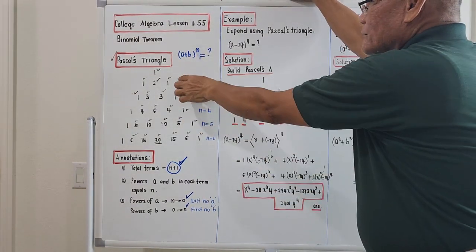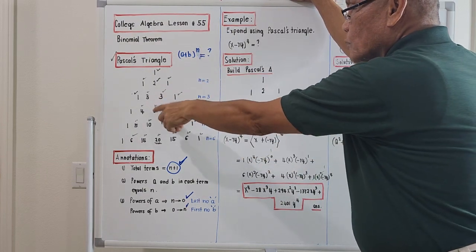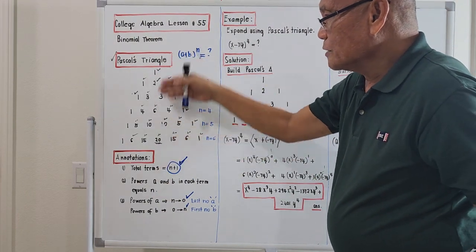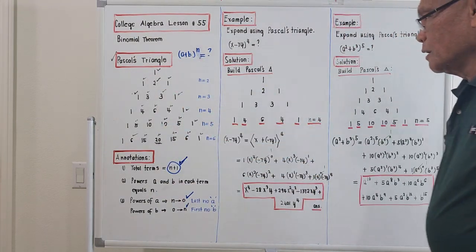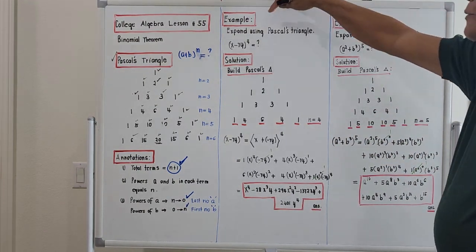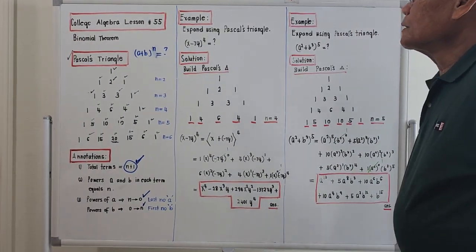But I could also memorize up to n equal to 4 maybe. Because for n equal to 2, that's only 1, 2, 1. For n equal to 3, that will be 1, 3, 3, 1. These numbers are the coefficients of the expansion. Okay, let's try to bring out an example problem. Example number 1. Am I still on camera? Example number 1.